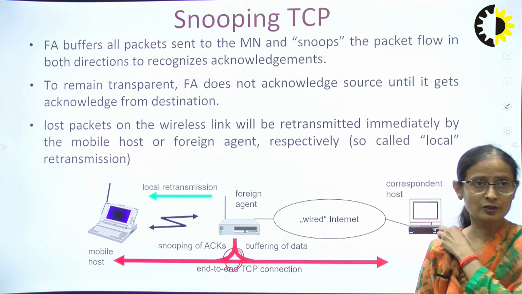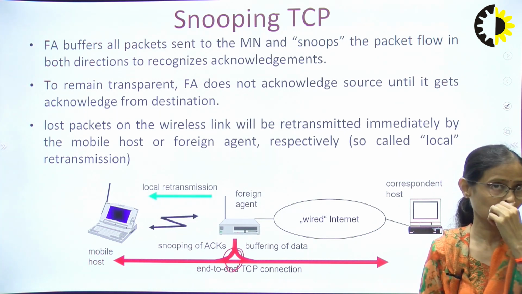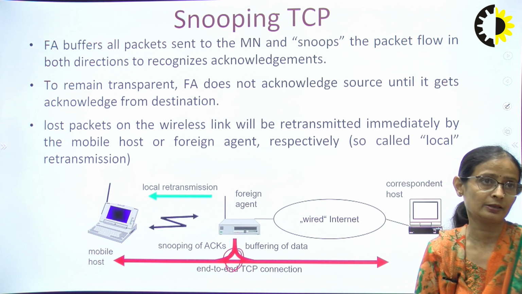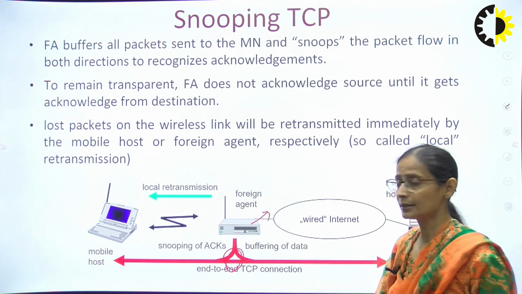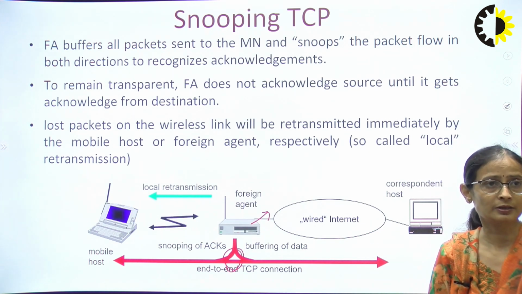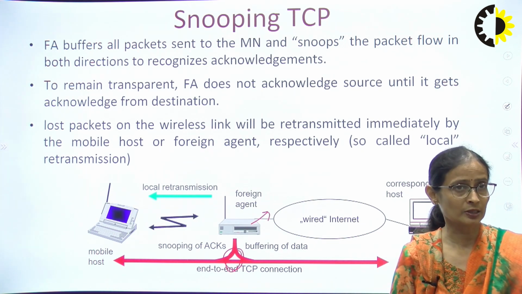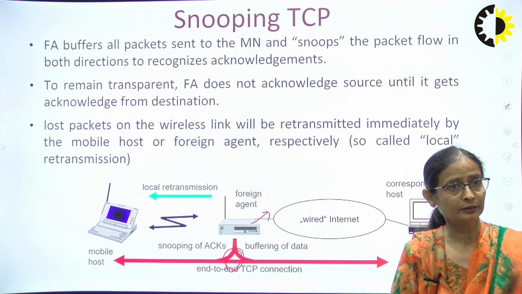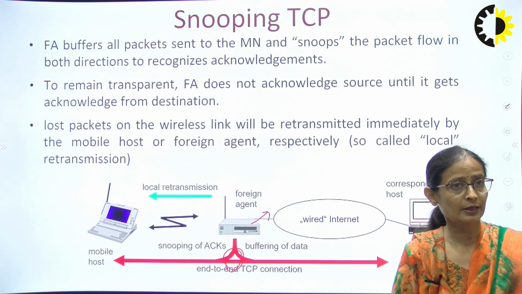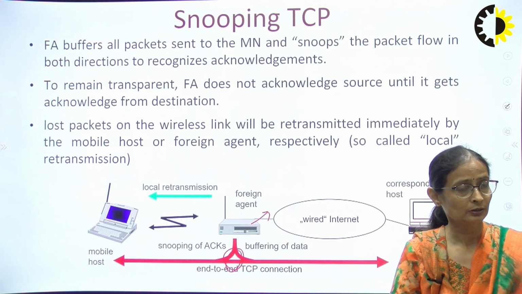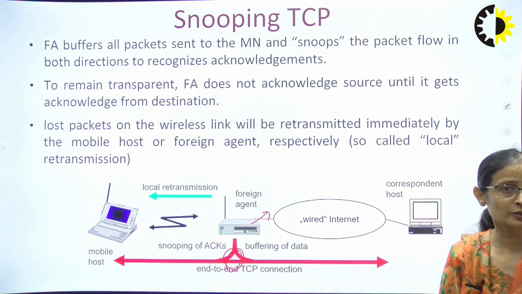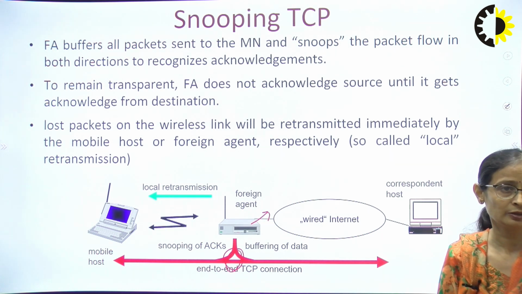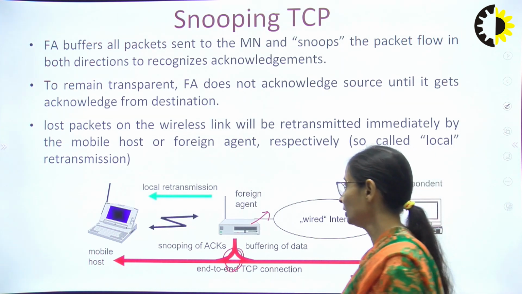To remain transparent, FA does not acknowledge the source until it gets the acknowledgement from the destination. That is, it is not immediately sending the ACK packet to the sender. What it does is first listen to the packet, and determine whether the ACK has been received from the receiver end. A lost packet on the wireless link will be retransmitted immediately by the mobile host or foreign agent respectively, so-called local retransmission. That is what is happening here.